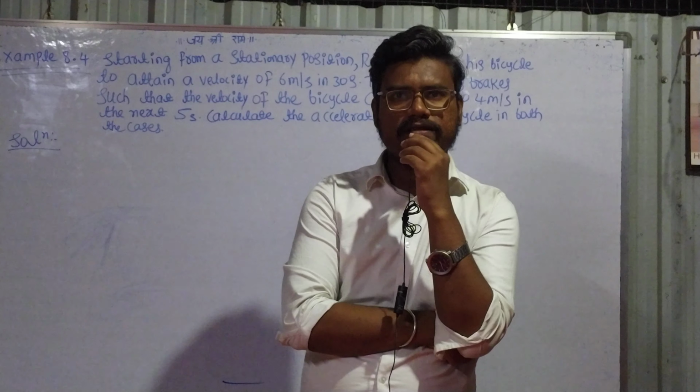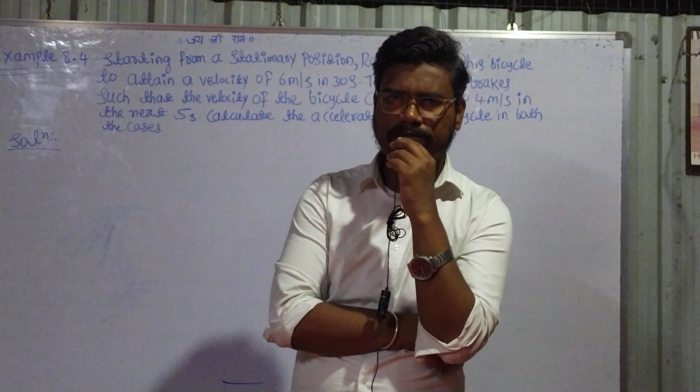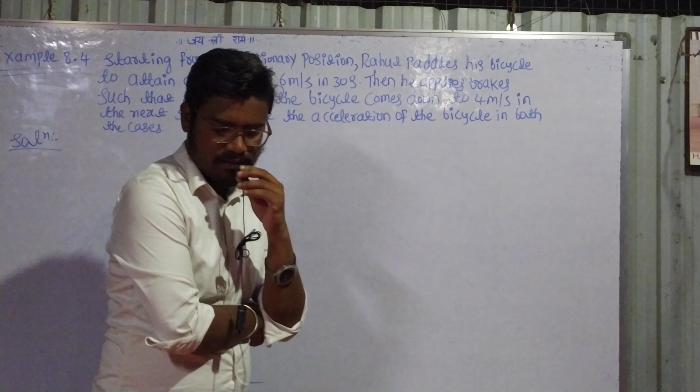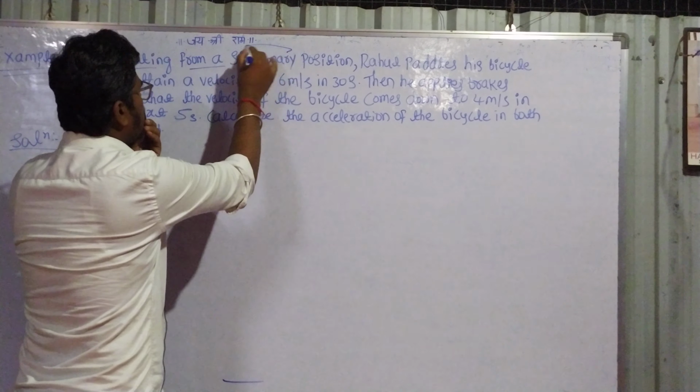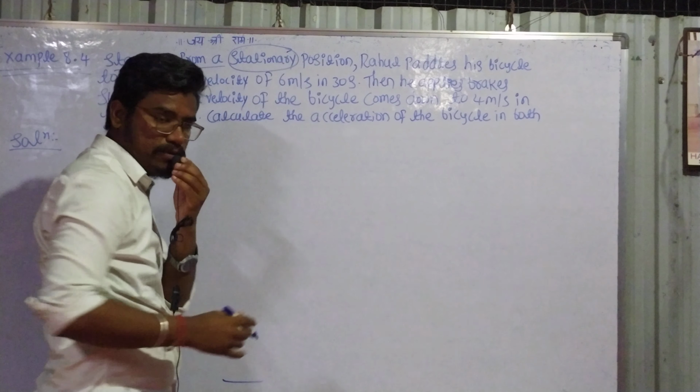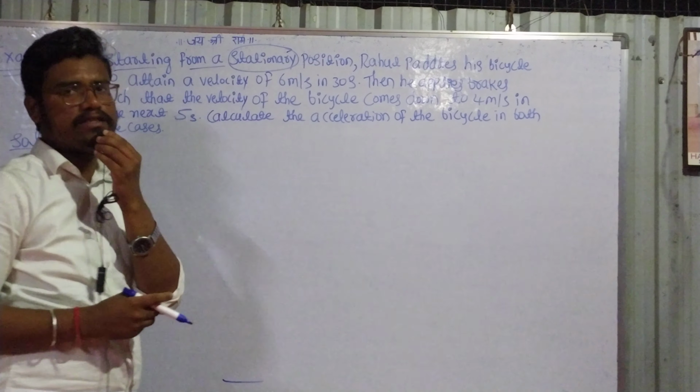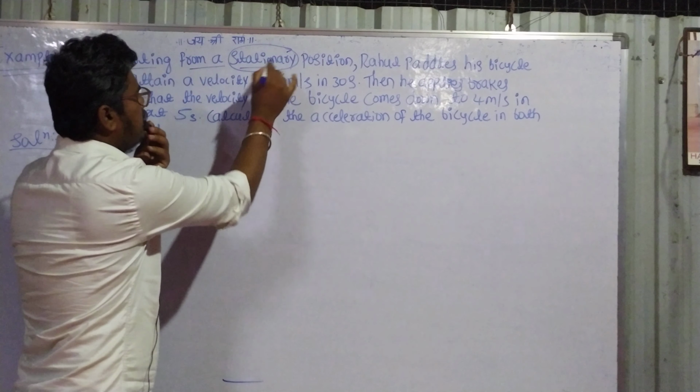In the previous videos we discussed the numerical section of this chapter. Again we are continuing in the numerical section of this chapter, and today's example is like this. What is the example here? Starting from a stationary position. Stationary means a rest position or a constant position, that is not moving.